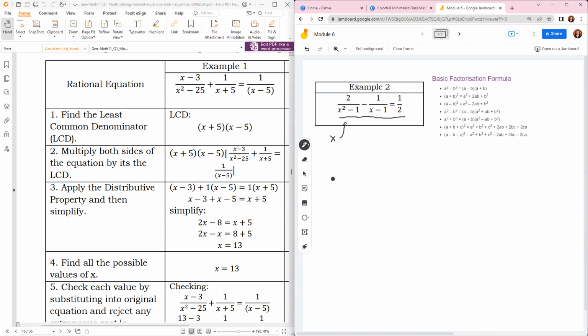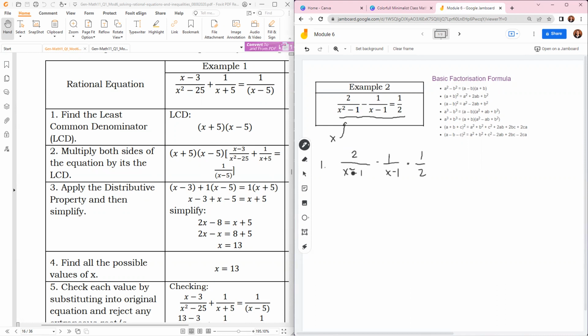Fine, let's do it step by step. It's also helpful if we review the concept of the LCD. Step 1: find the least common denominator. To find it, let's look at the left side of the equation first. Let's copy it: 2 over x squared minus 1, minus 1 over x minus 1, equal to 1 over 2.